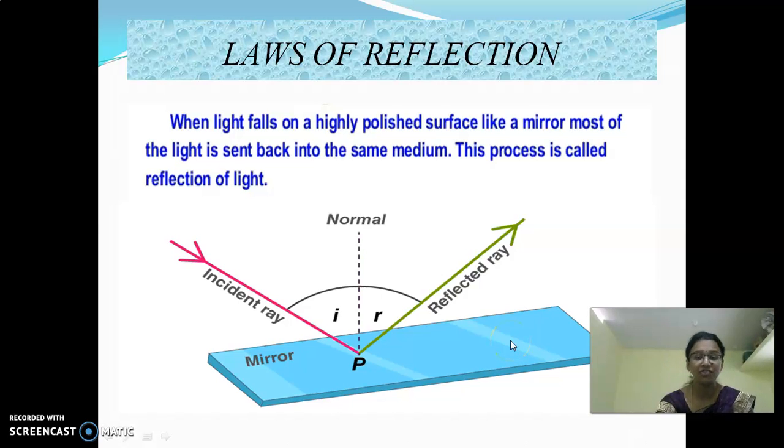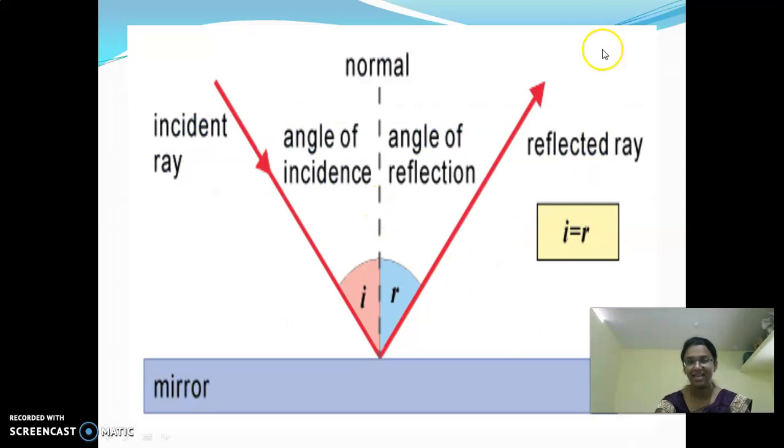So what are the two laws of reflection? The angle of incidence is equal to the angle of reflection. That is the first point. Look here, you have the angle of incidence and the angle of reflection. These both are equal. That is the first law of reflection. And the second one: the incident ray, the reflected ray and the normal all lie on the same plane, meeting at the single point P. That is the second law.